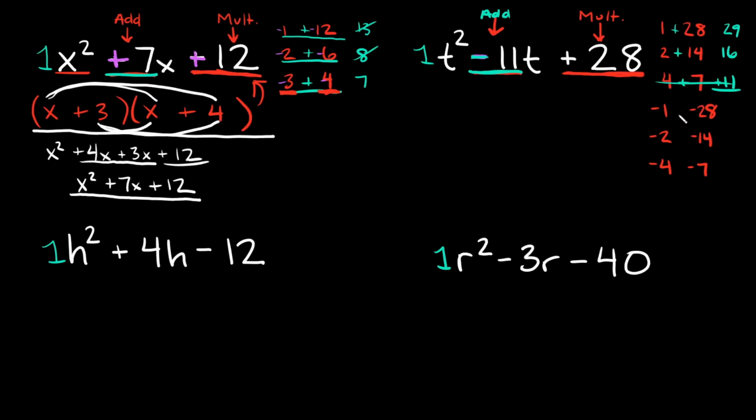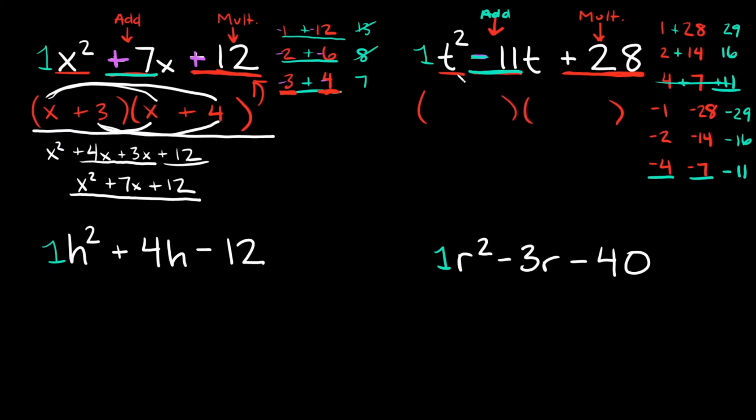And then here we have negative 1 plus negative 28, which is the same thing as negative 1 minus 28, so that's negative 29. Then here we have negative 2 minus 14, that's negative 16. And then here we have negative 4 minus 7, which is equal to negative 11, okay? So the two numbers I want to use in my factored answer are going to be negative 4 and negative 7.